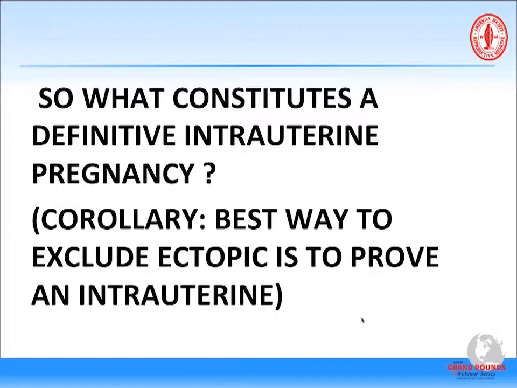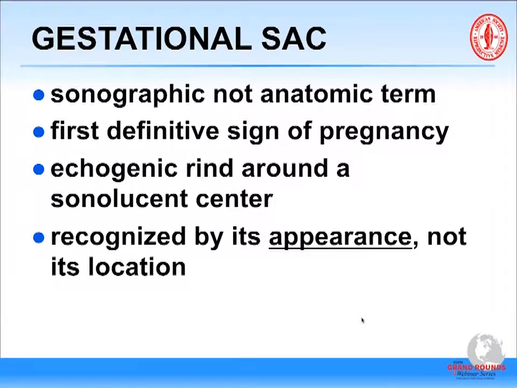And I say the corollary here is the best way to exclude ectopic is to prove an intrauterine. Unless you're doing assisted reproductive technologies, heterotopic pregnancy, for all practical purposes, doesn't enter into the discussion. So prove an intrauterine, you exclude ectopic. So let's talk about this.